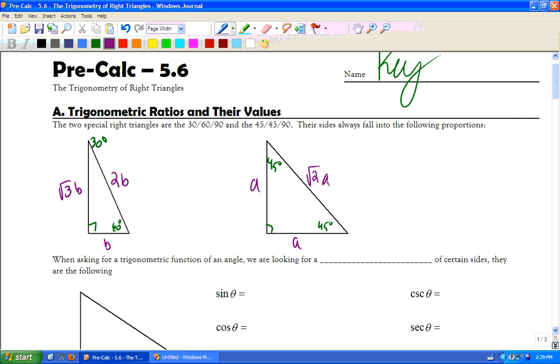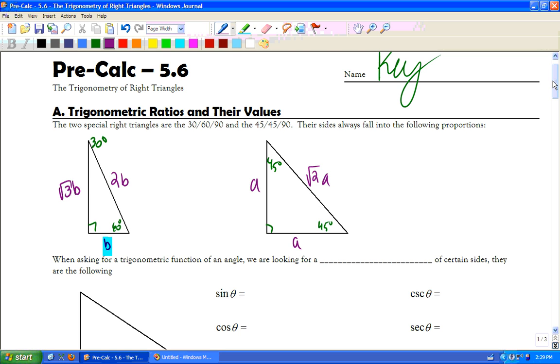For 30, 60, 90, the way I remember this is that B is smaller than the square root of 3 B, which is smaller than 2B, and the angles opposite of those are always in the same order. 30 degrees is the smallest, smaller than 60, which is smaller than 90, so they all match up. But again, this shouldn't be any new information. These are things you should be used to seeing.